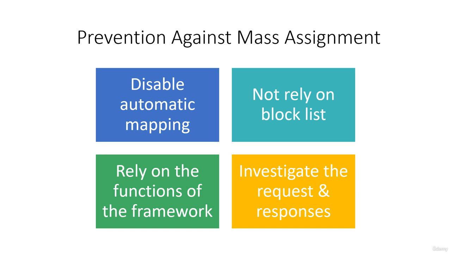Now, prevention against mass assignment. You should try to disable the automatic mapping of properties whenever possible. All properties should be mapped manually and others should be ignored. You should not rely on a block list to block the data that the user is not allowed to edit, but instead rely on a whitelist that enables users to edit specific objects.